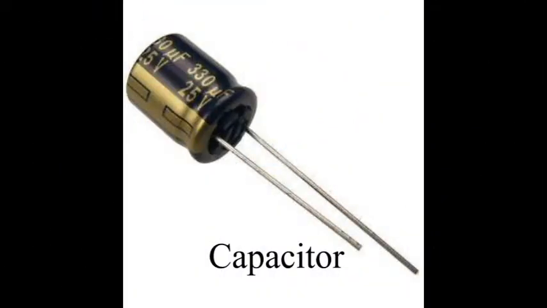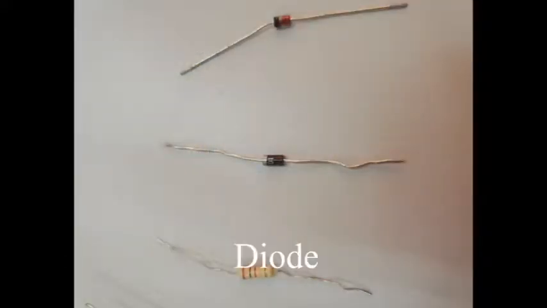Capacitor. A device used to store an electric charge, consisting of one or more pairs of conductors separated by an insulator. Diode. A diode is something which allows flow of current in one direction. The diodes are of two types, reverse bias and forward bias.